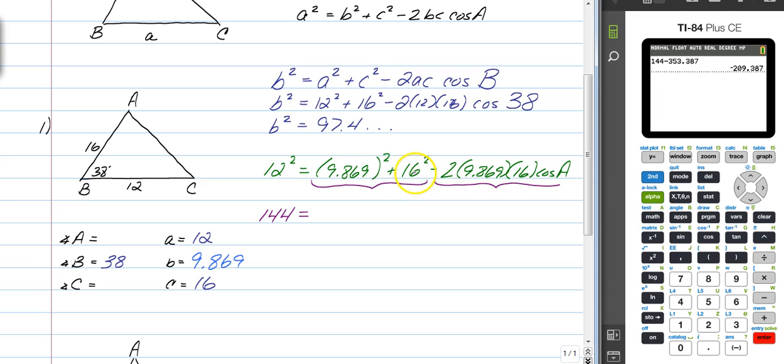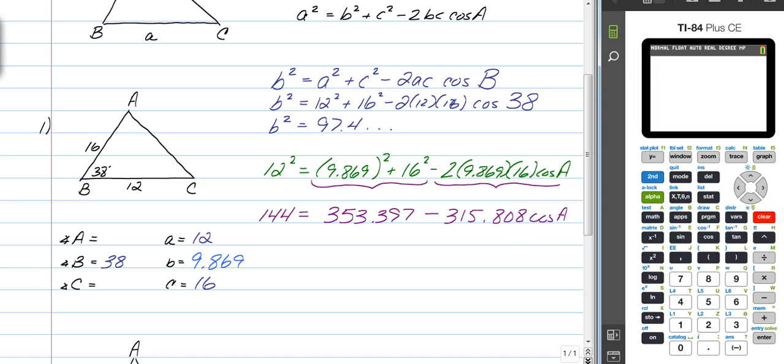So you can type 9.869 squared plus 16 squared in the calculator and get 353.397. And then you can type negative 2 times 9.869 times 16, and that would give you minus 315.808 cosine of A. Okay? Now, what are we going to do with that is what we have to talk about for the calculator.